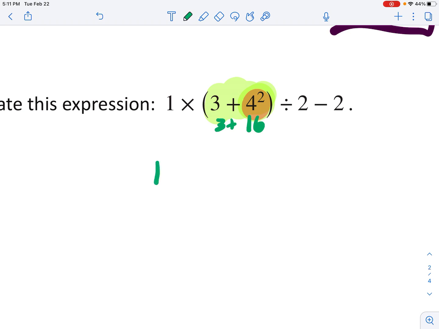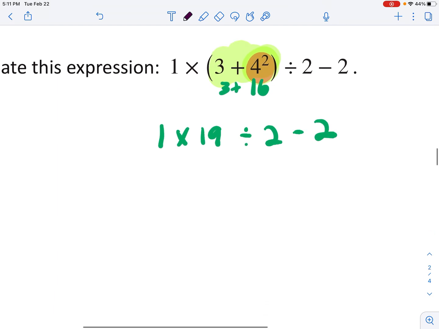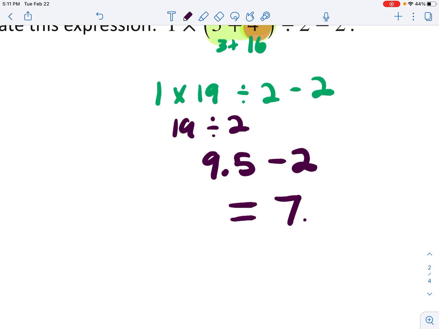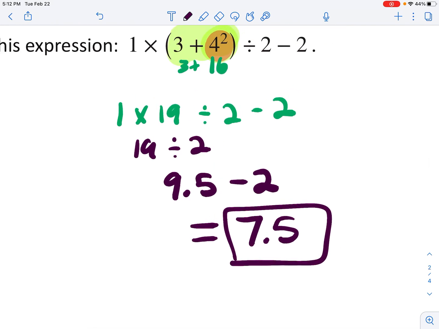So now my problem is 1 times 19 divided by 2 minus 2. The next thing I need to do is multiplication and division and solve it from left to right. So we have 1 times 19, which is 19, and 19 divided by 2, you're going to have to go into the decimals for this one, comes out to 9.5. And all we have left is 9.5 minus 2, which gives us our answer of 7.5. Okay? Hopefully, if you got this problem wrong, you can make those corrections.